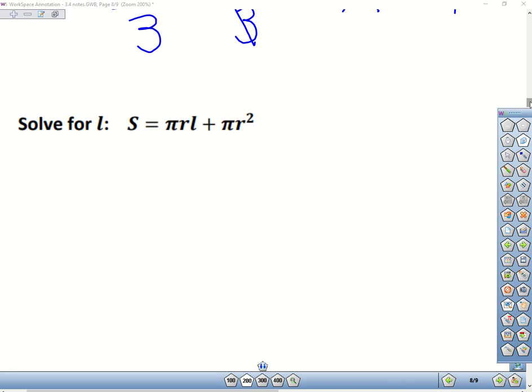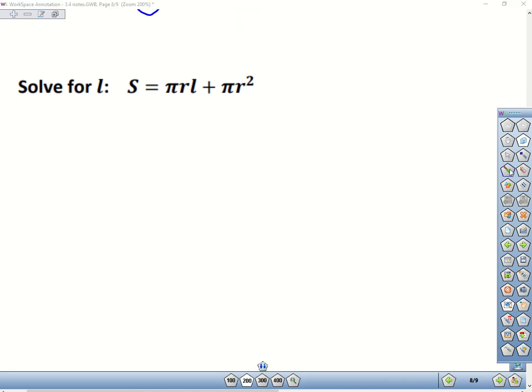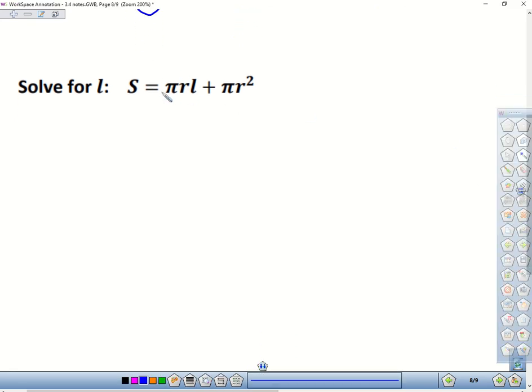So I want to get the L by itself. So there's something being multiplied by the L, the pi r, and there's also this pi r squared on the side being added to it. So I need to get rid of the addition first. So how do I reverse addition in math? Subtraction. So we need to subtract pi r squared on both sides.